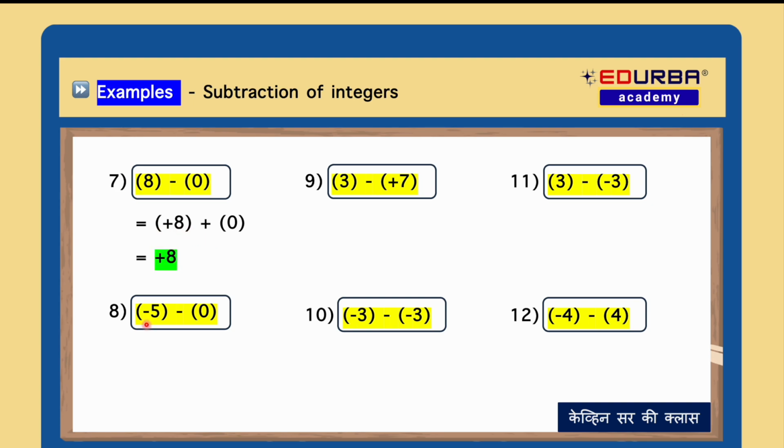Similarly, we have minus 5 minus 0. So in this case, minus 5, minus becomes plus and 0 will be as it is. 0 doesn't have a sign, so we should not write any plus or minus in front of 0. So we can simply ignore the 0. The answer will be minus 5.